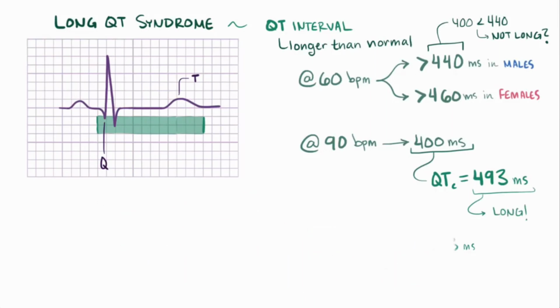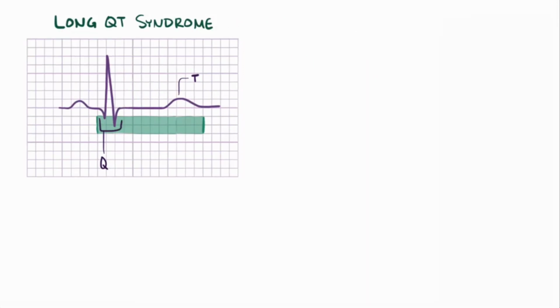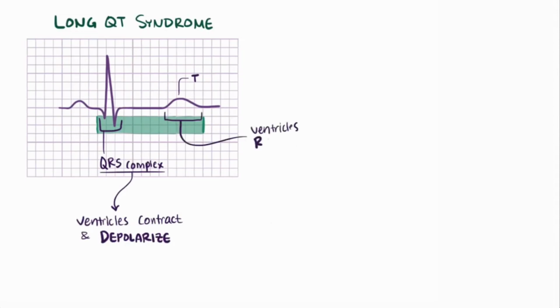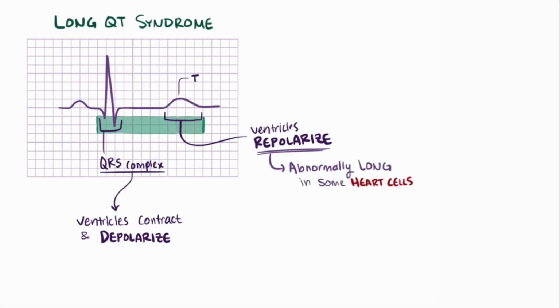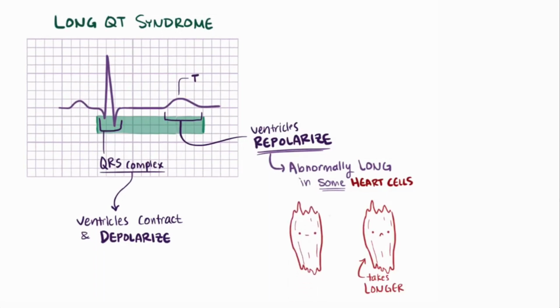Alright, so the QT interval is a little long. What's wrong with that? Well, the QRS complex corresponds to the ventricles depolarizing and contracting. After they depolarize, they have to repolarize, and that's captured by the T wave. When someone has a long QT interval, it means that they have an abnormally long repolarization of some of their heart cells, but not all of their heart cells, which is an important point to remember. Specifically, some of the heart cells are taking longer than normal to repolarize compared to their neighboring heart cells.